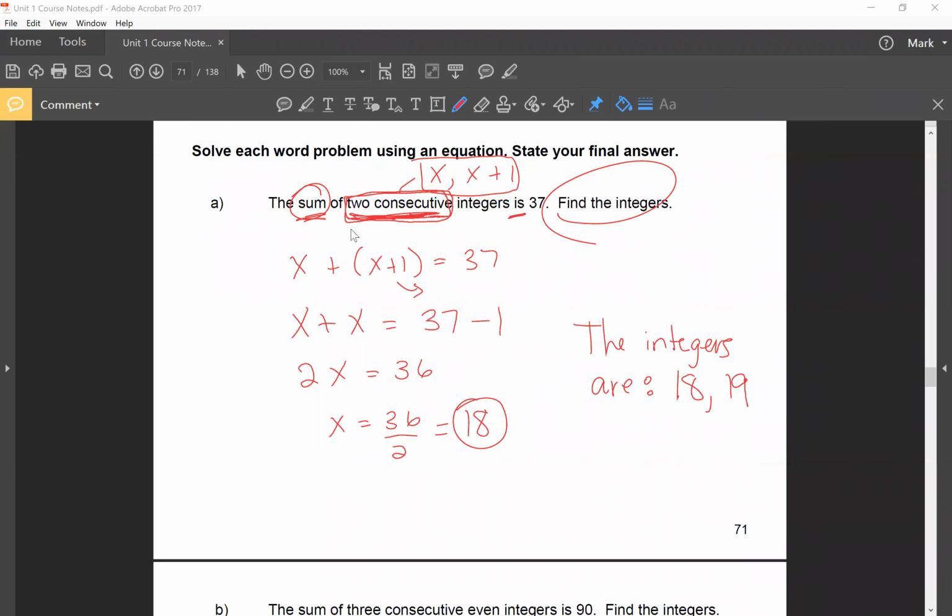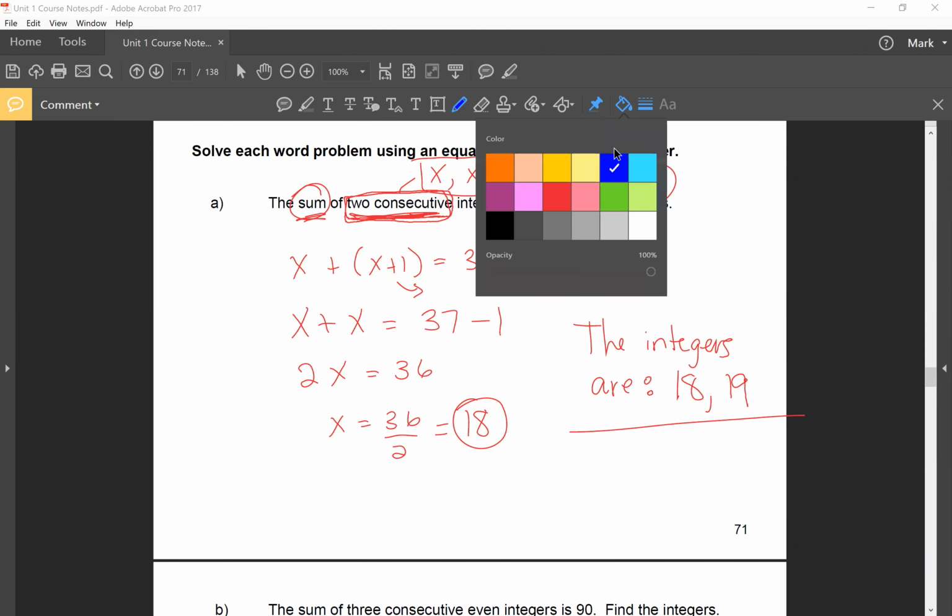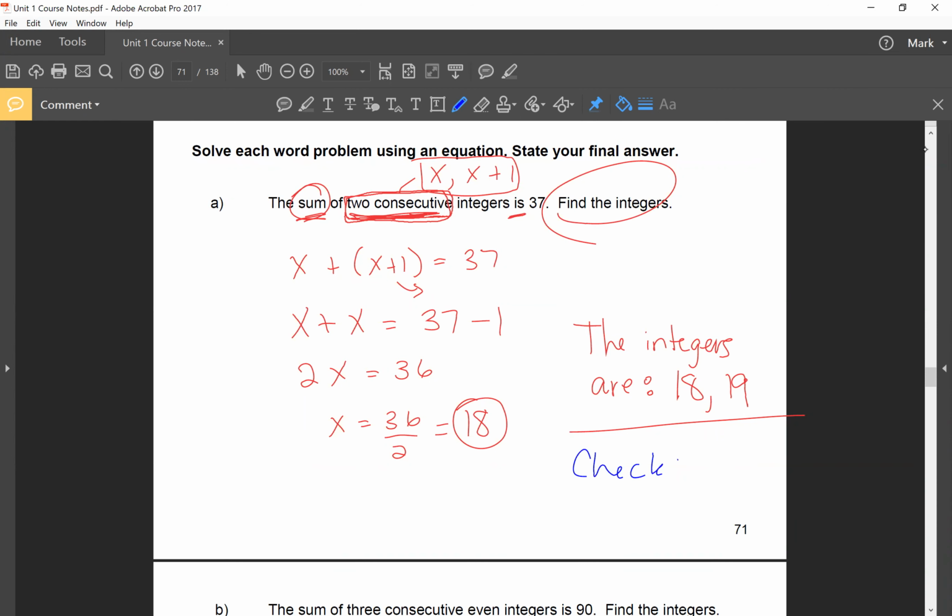Now, guys, hold on. What if I want to check this? How can I check this? This is easy to check. Is 18 plus 19 37? Yeah, of course it is. You can do this on your calculator. 18 plus 19 is 37. So the best part about this question is if you had this on a test or your final exam, you can check your numbers. If they don't equal 37, you're going to have to try again, like maybe there was a mistake in your algebra.